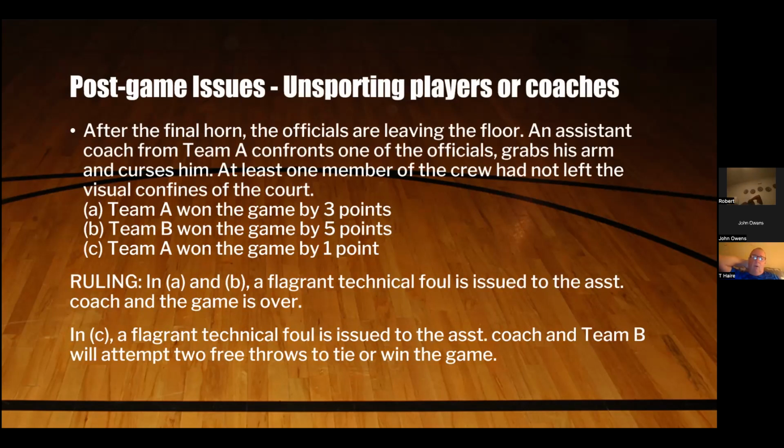So after the final horn, the officials are leaving the floor. An assistant coach from Team A confronts one of the officials, grabs his arm and curses him. At least one member of the crew had not left the visual confines of the court. Team A won by 3, Team B won by 5, Team A won by 1. There are three different scenarios there.